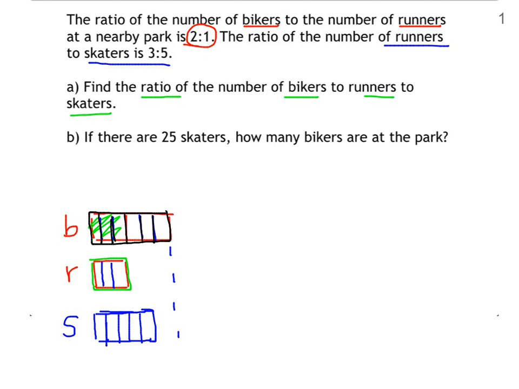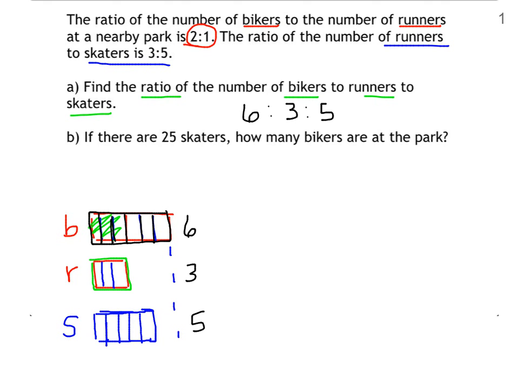The ratio for bikers to runners to skaters is the number of units, 6 for the bikers, 3 for the runners, and 5 for the skaters. And I'm going to make sure that I write that up here. 6, use my colon for the ratio, to 3 to 5. That means for every 6 bikers there are at the park, there are 3 runners and 5 skaters.